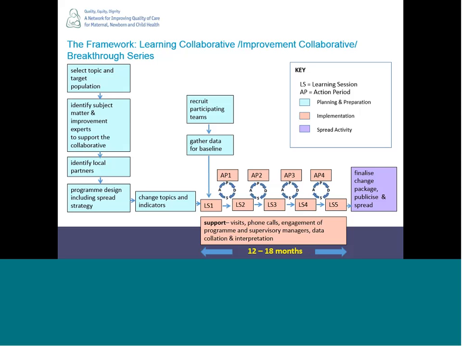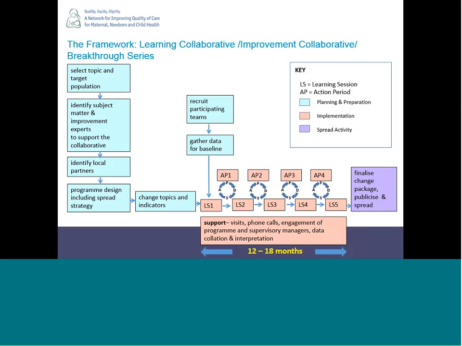And during this action period, this is where they get support from the district leadership, the coaches, and, if they have partners, the partners. So there's a lot of engagement, supervision, coaching, and mentorship that happens during that time. And ultimately, there's also the final stage in this framework, which is the spread activity, which involves publication as well, and also documentation of a change package, where you're writing the best practices that have happened as you move along.